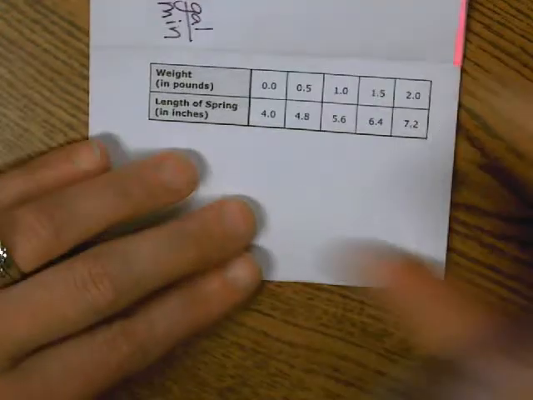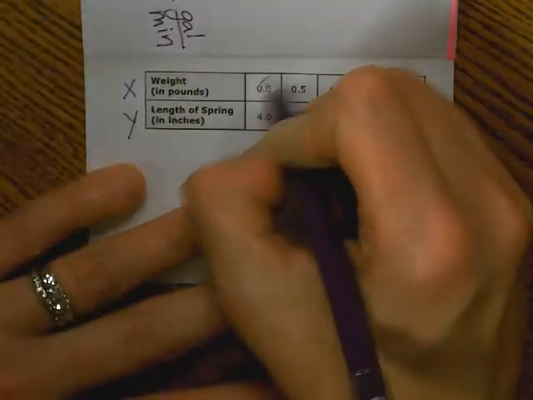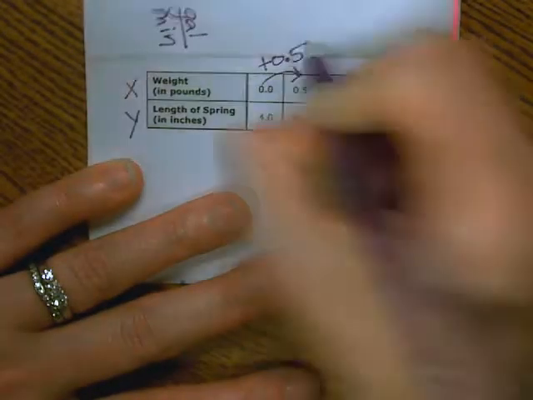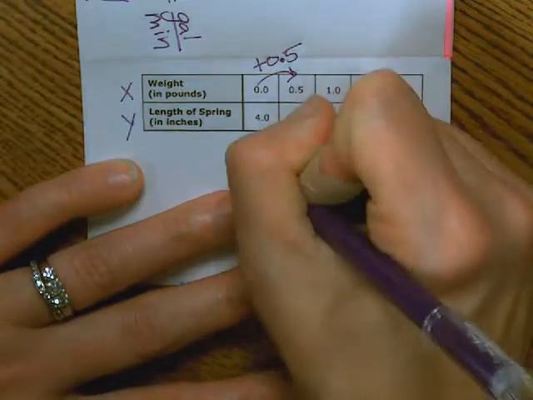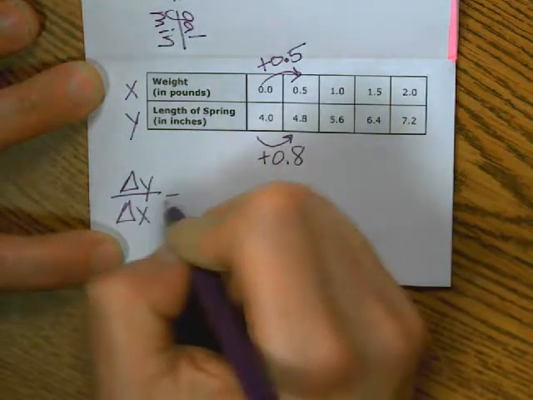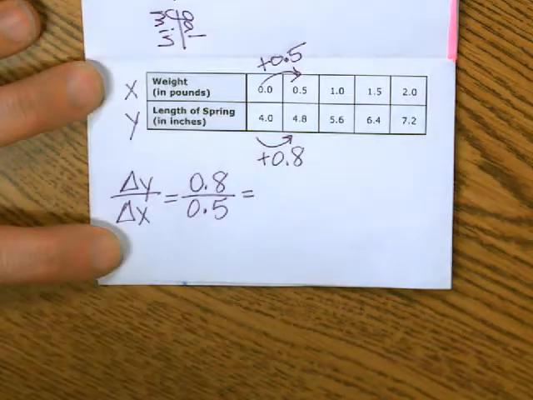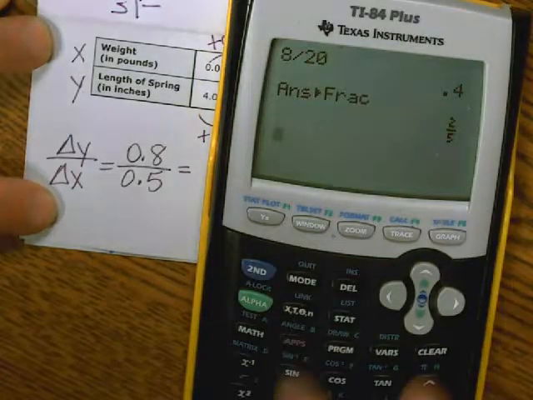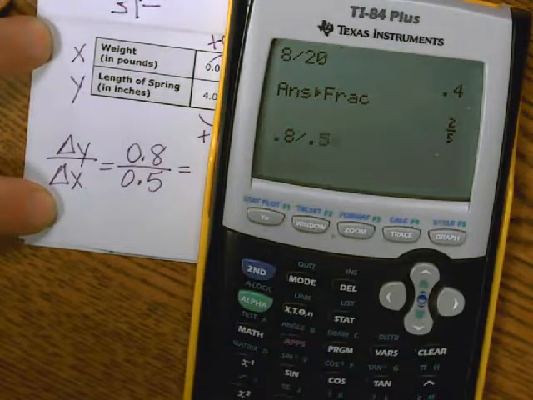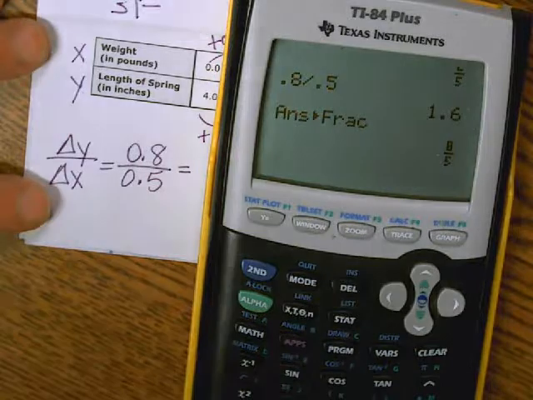Okay, and the very last one is a table. Remember, it's x on top, y on bottom. Let's find the change. So up here it changes by plus 0.5. Down here it changes by plus 0.8. So it's change in y over change in x. That's 0.8 over 0.5. When you divide, so you do 0.8 divided by 0.5, push enter, then push math, enter, enter, then that gets you 8/5 on your calculator.